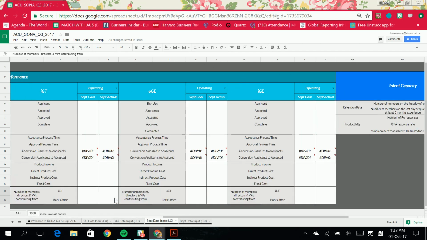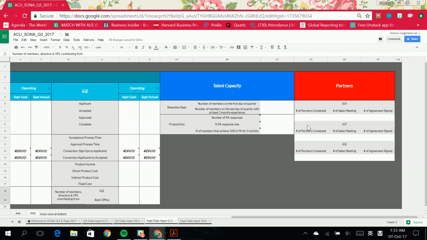So basically it's not much different, but one more thing is you need to make sure that your VP iGT and also your VP PD for iGV fill in the partner part, which is how many partners they contacted, how many sales meetings, and how many agreements signed to update the sales funnel here. And then this part will be taken care of by the VPPM.